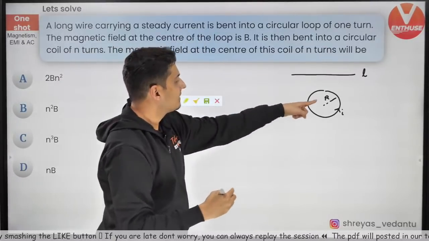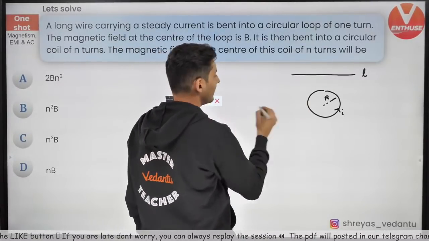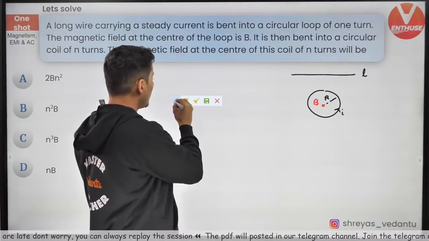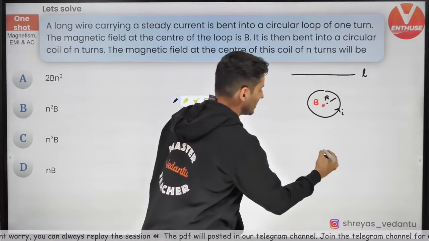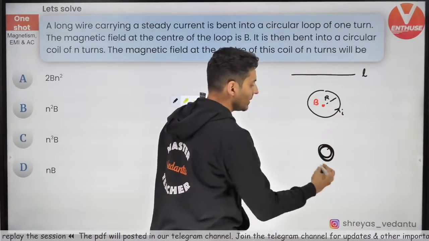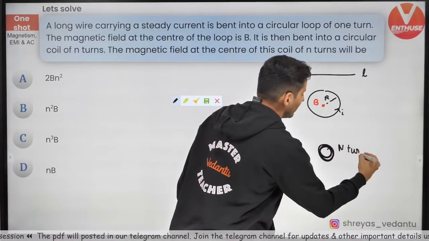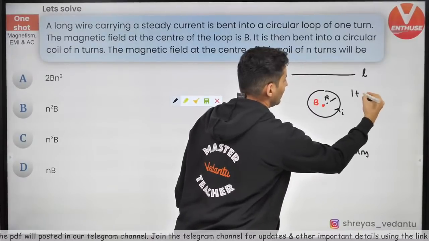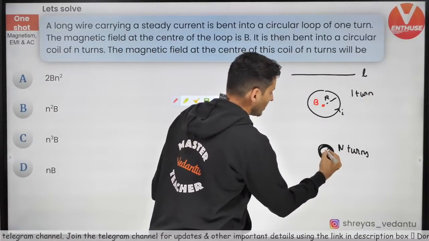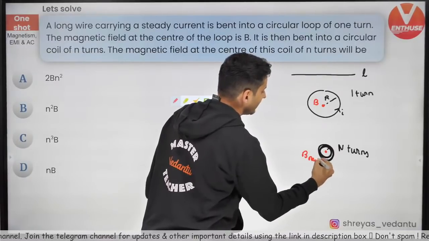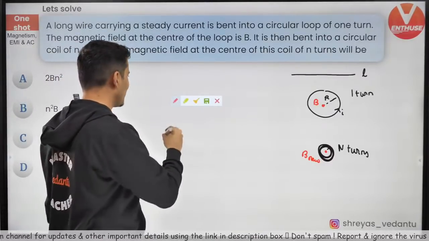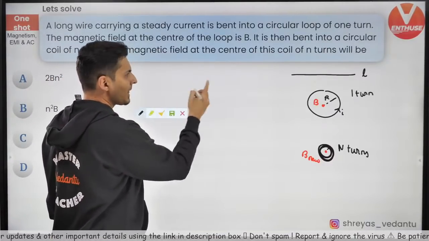Then the field at the center is basically B. Now you again open it, but now you have n turns. So that means the coil will have more turns, the radius will be small. Here you have n turns. Here you had 1 turn. So now the new field is how much? That's the question. B, D. Students are confused. Let's find this out.